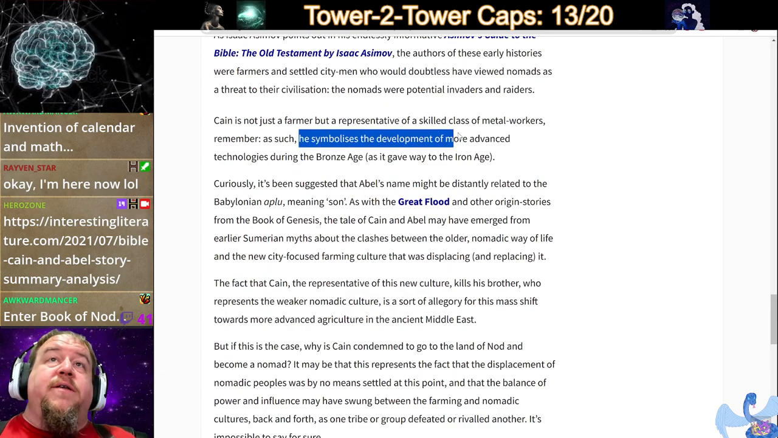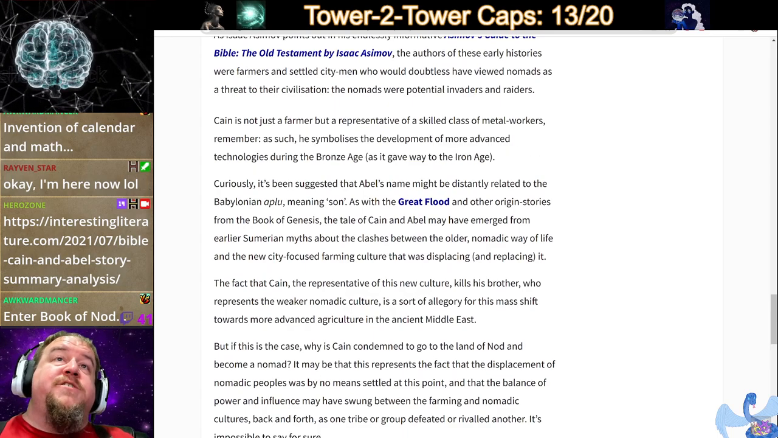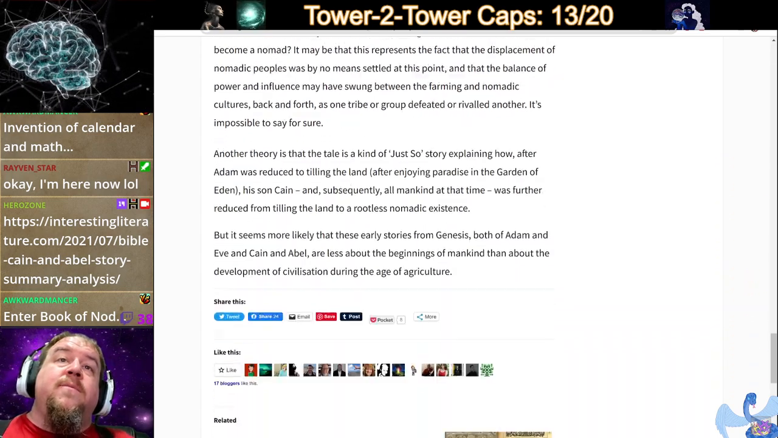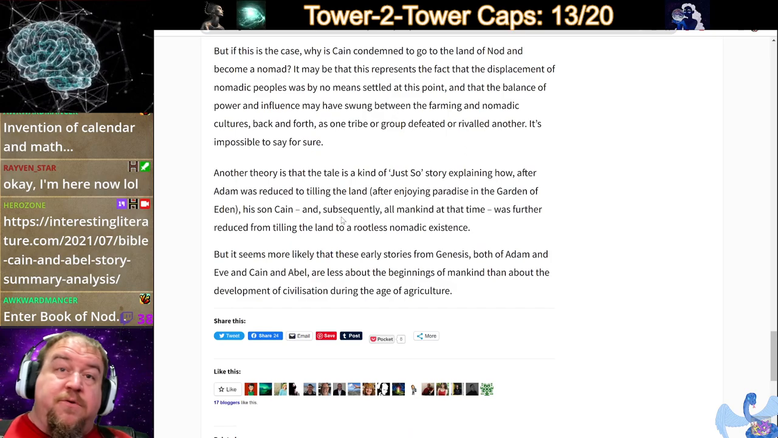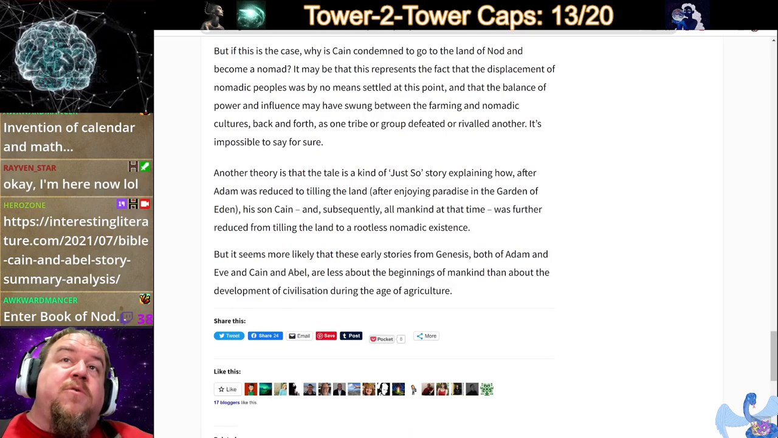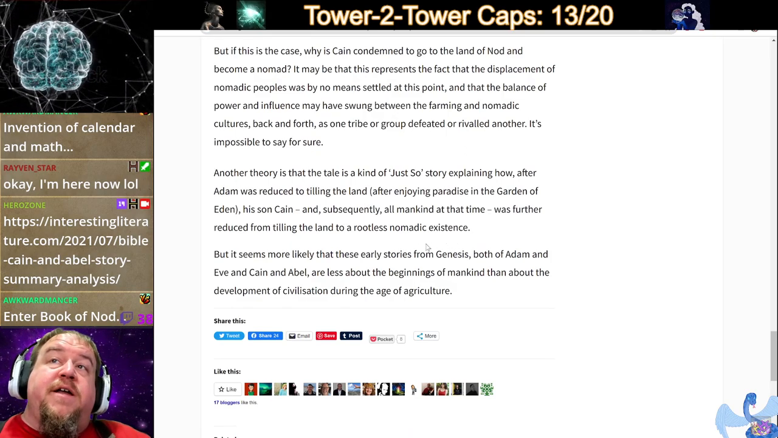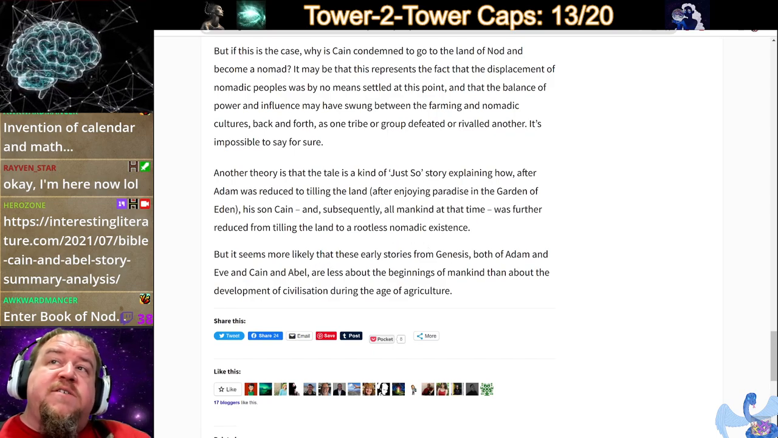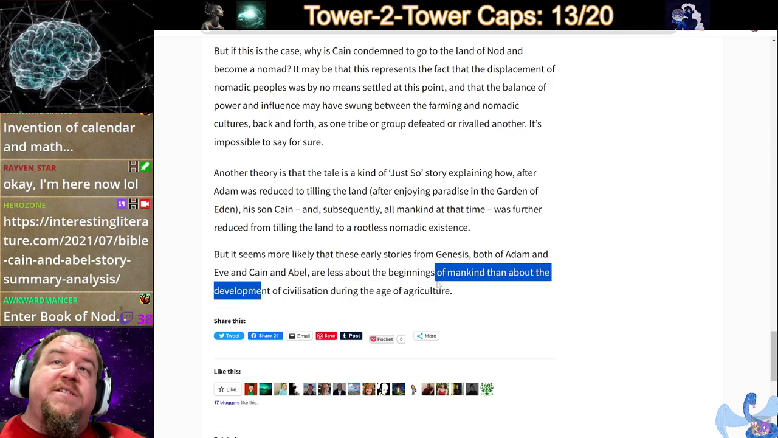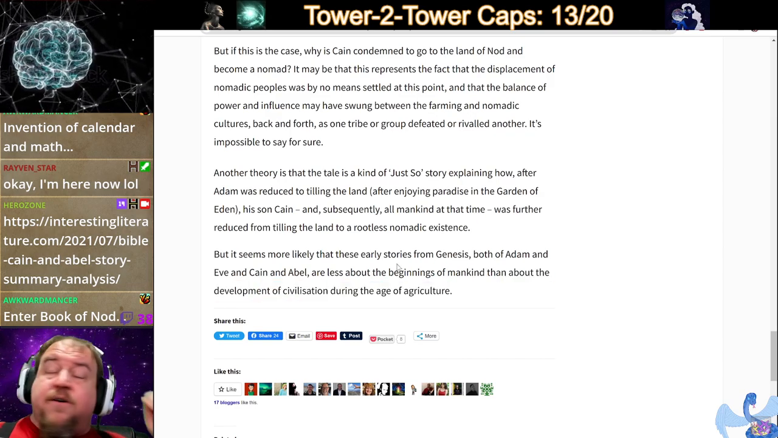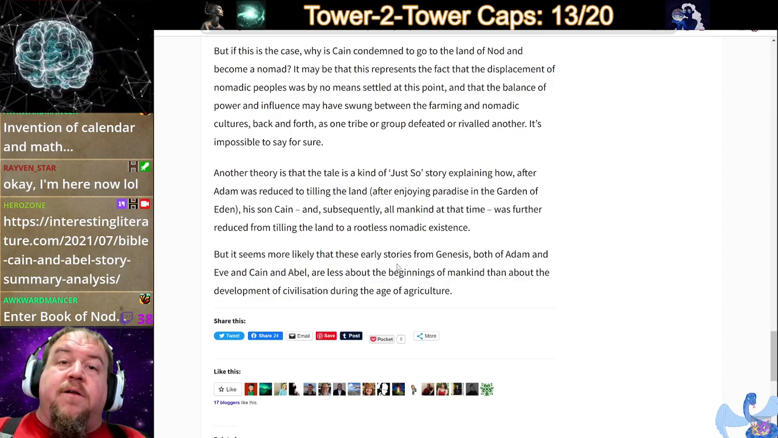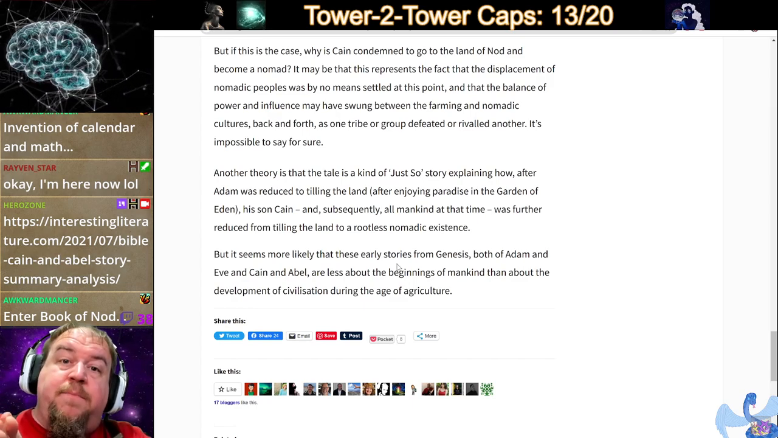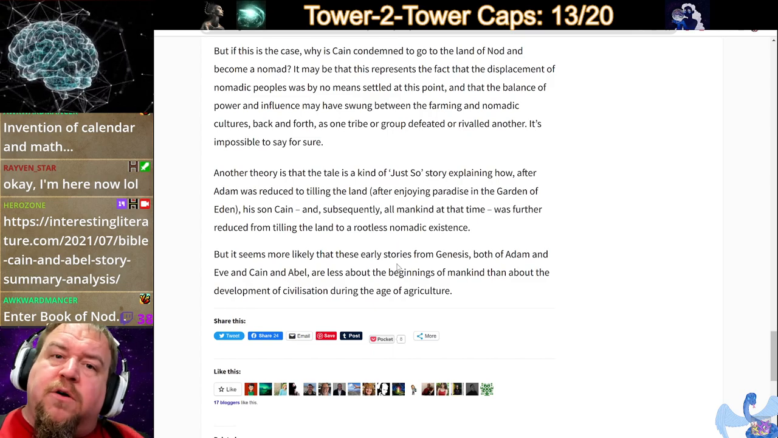And this will go into the Bronze Age, Iron Age, right? As these things were starting to be written and put down. And this is coming to a point, but it seems more likely that these early stories from Genesis, both of Adam and Eve and Cain and Abel, are less about the beginnings of mankind than about the development of civilization during the Age of Agriculture, where Cain and Abel is a story written perhaps just after the time period, hearkening back to a golden age, right?